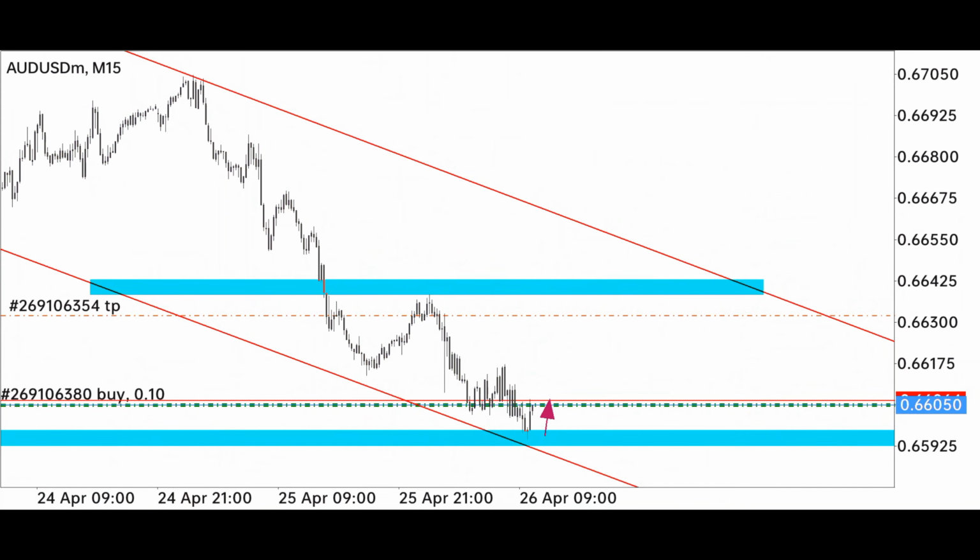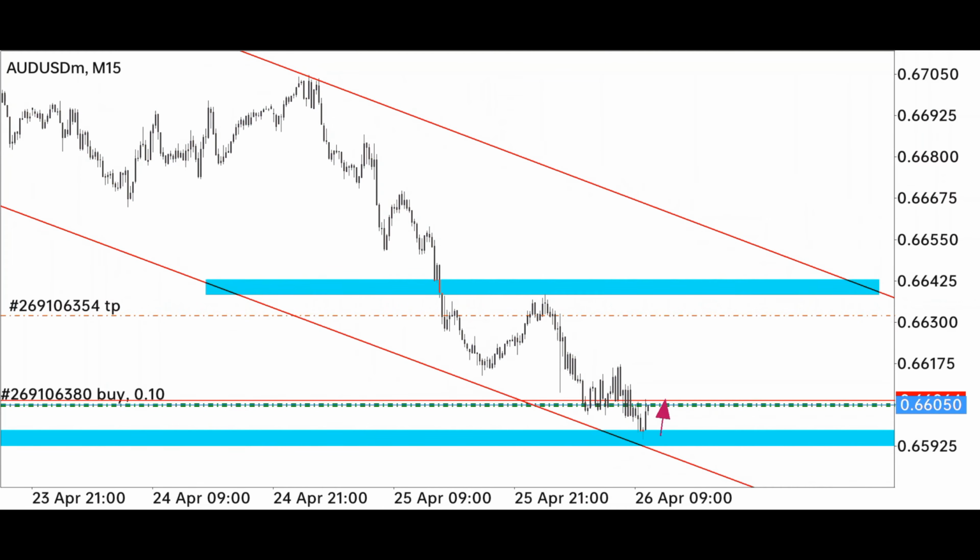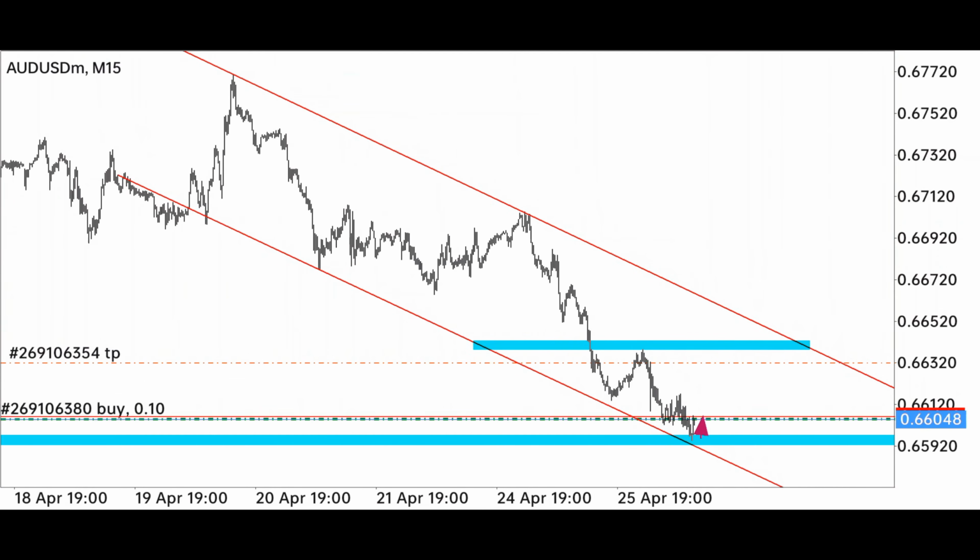Now we wait for the market to go up. We will close the trade if the market breaks the lower rectangle level. We have corrected our analysis. Now we will see whether the market respects our setup or not.